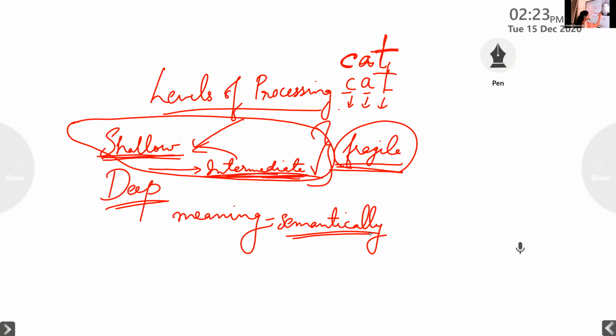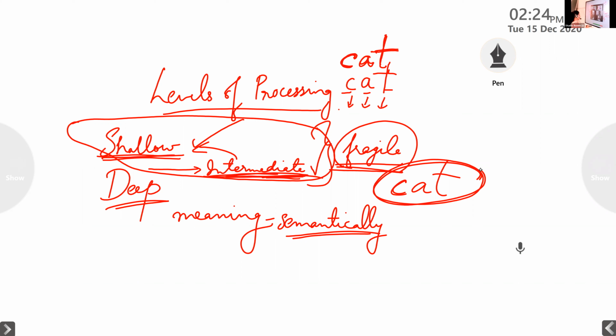Now again, coming back to our cat example, C-A-T, cat. In shallow processing, we know the curves, we know the lines, all those basic structures. Then intermediate processing, which can be considered as a part of shallow processing, we assign some sounds for it, k, t, like that. And in deep processing, we can understand really what this word means. Understood? What this word actually means is processed only in the deep level of processing.